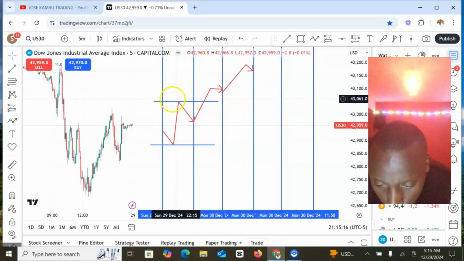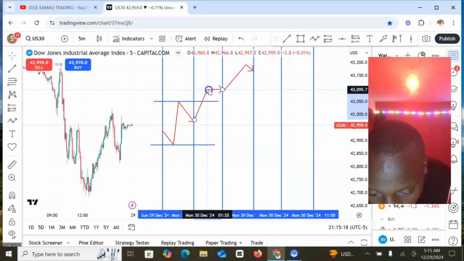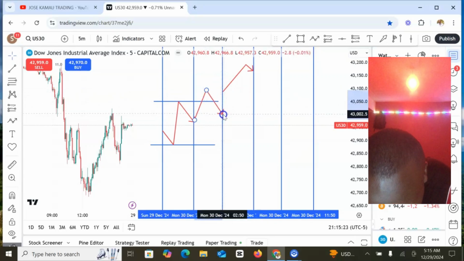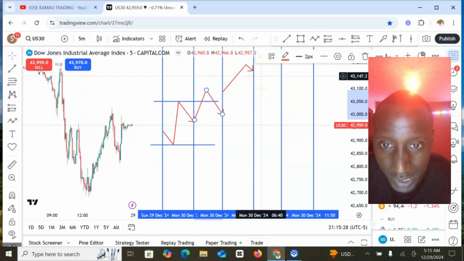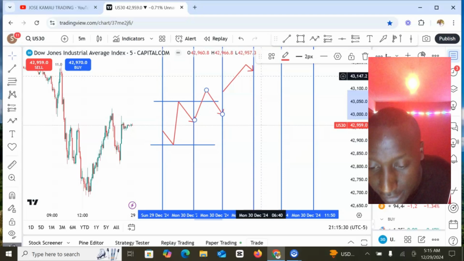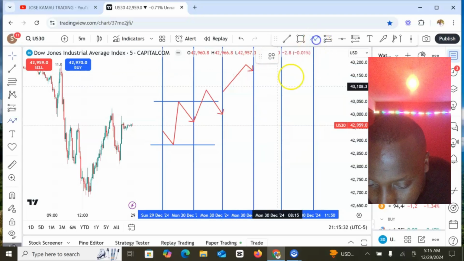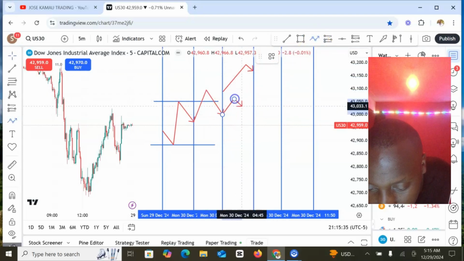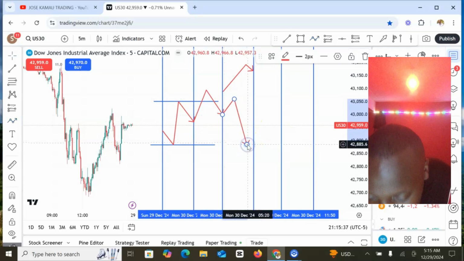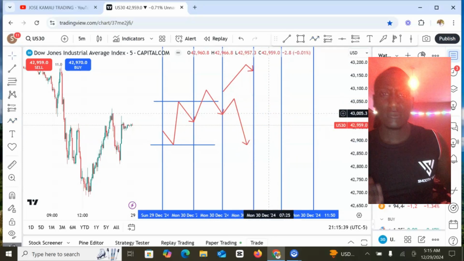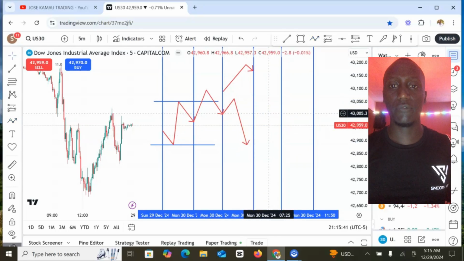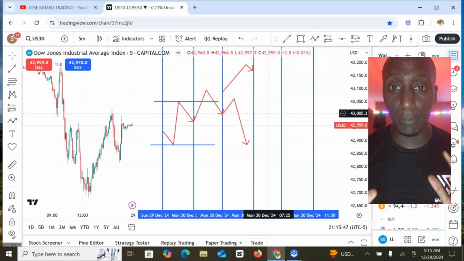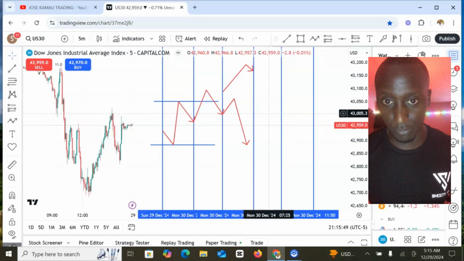Now, Tuesday, if it breaks out, but then the close is back inside, then that is a weakness signal. And it's telling you that on Wednesday, there is a very high probability that price will reverse. And this simple concept of the weekly cycle takes advantage of a simple concept called breakout and failed breakouts.